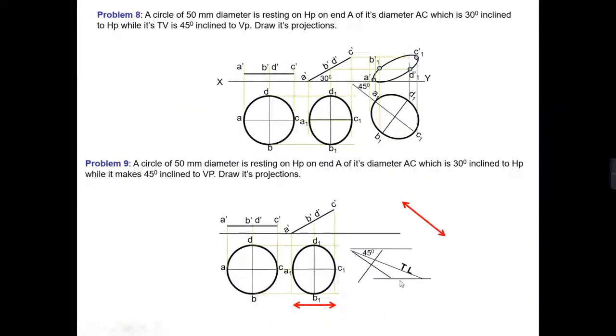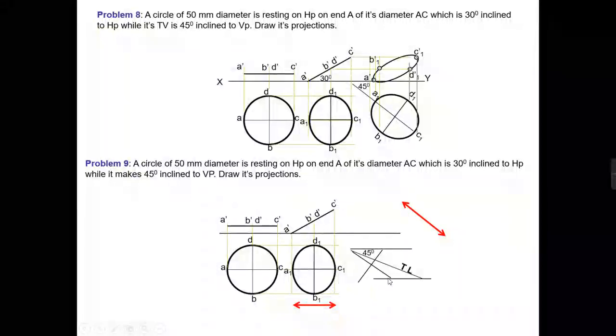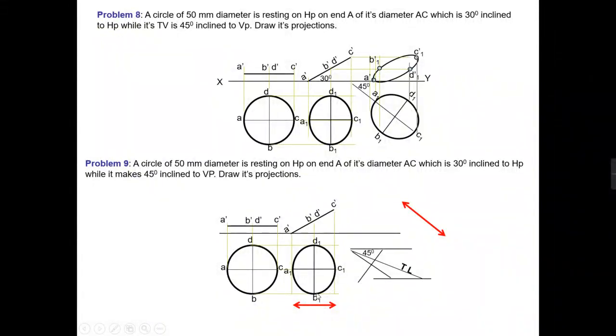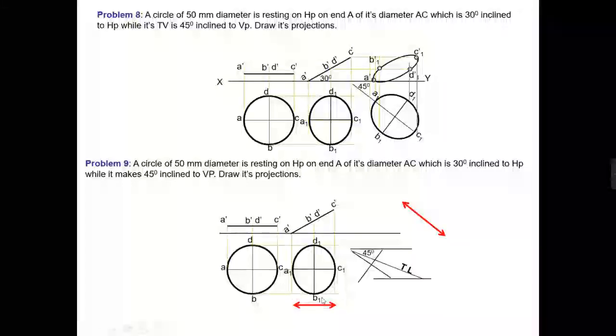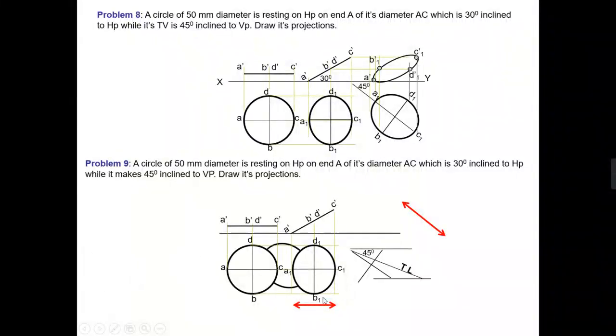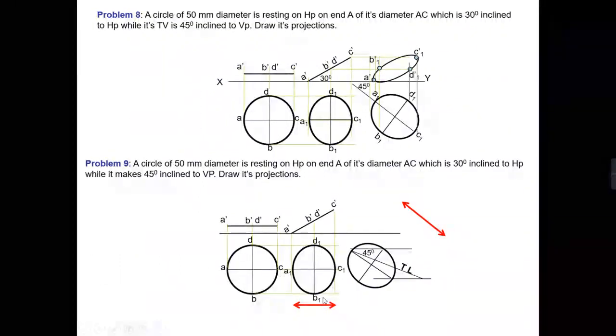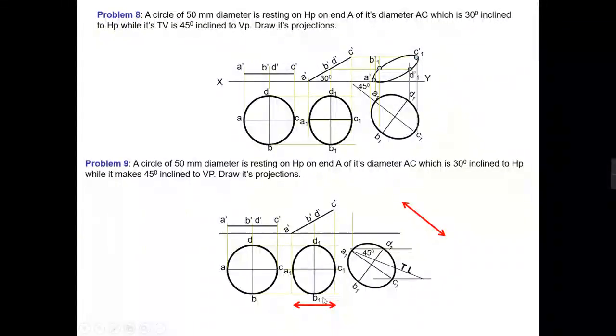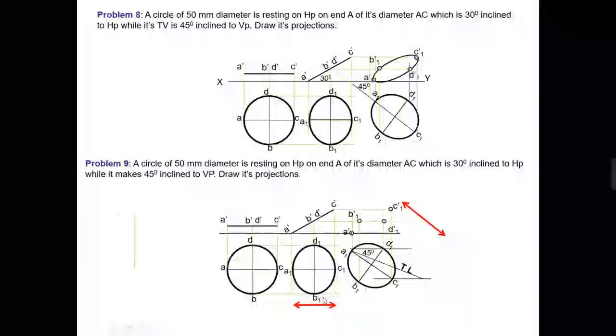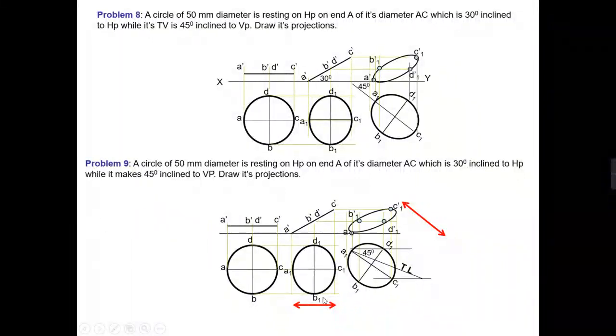After that, when I mark the points A and C, I can mark the points B and D and all other points on the circle. After getting all the points, we can mark the projectors to get the front view of the circle. Okay, so this is your final front view and this is your top view of the circle.